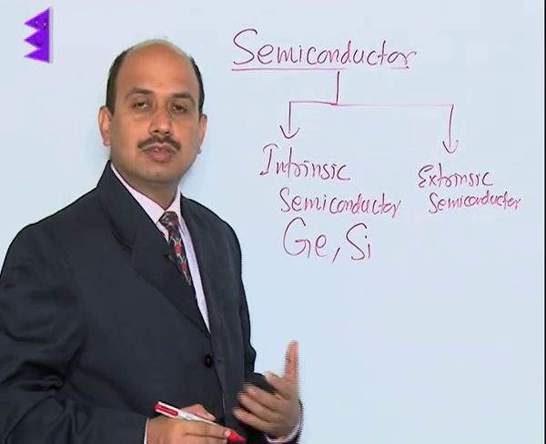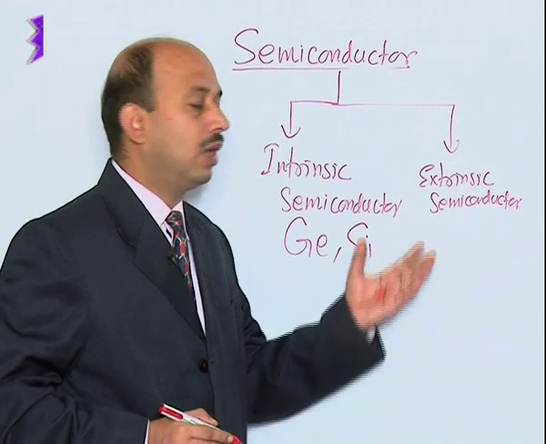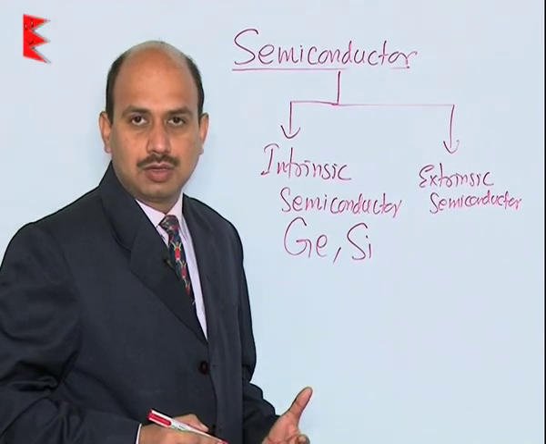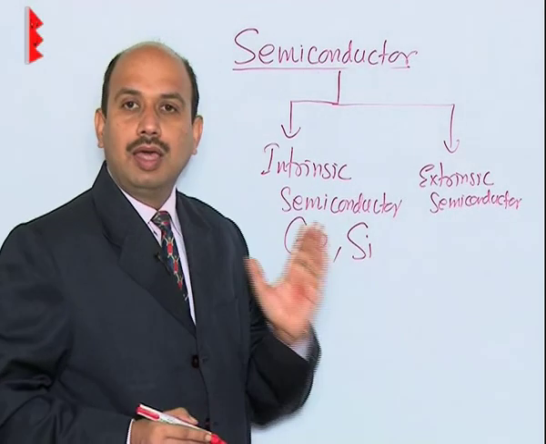Extrinsic semiconductors are made by mixing some impurities, that is, they are also known as doped semiconductors. So, now we will discuss one by one, first the intrinsic one and then the extrinsic semiconductor.